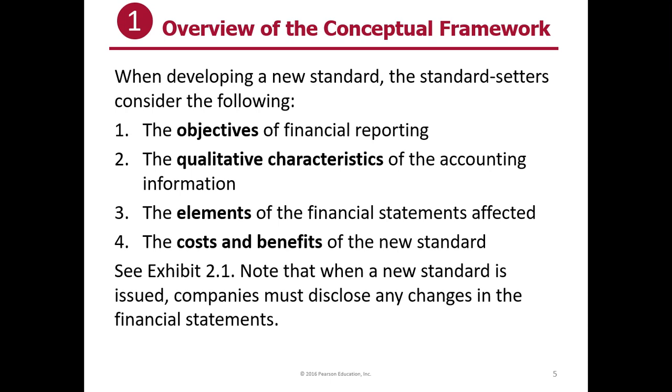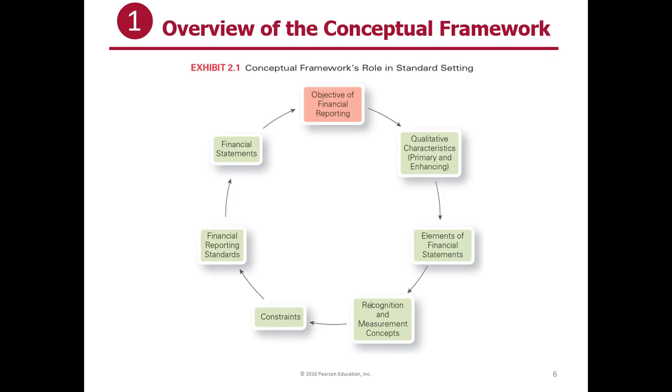So these standards are developed on the basis of the objectives, the qualitative characteristics, the elements, and the costs and benefits of the new standard. Why are we going to develop a new standard? Is there any benefit for this or not? These are the four important considerations while we develop the accounting standard. Here, it's how the framework works and how it moves.